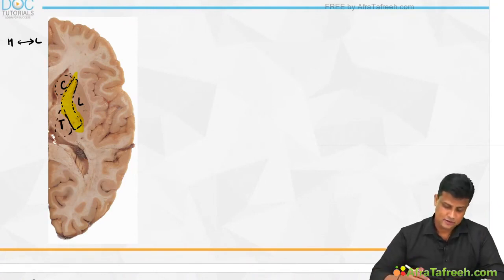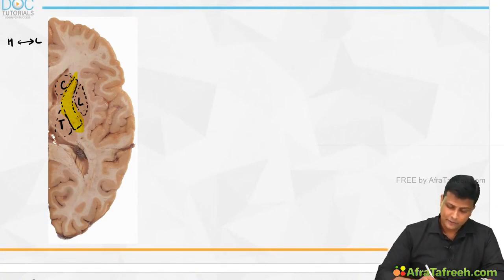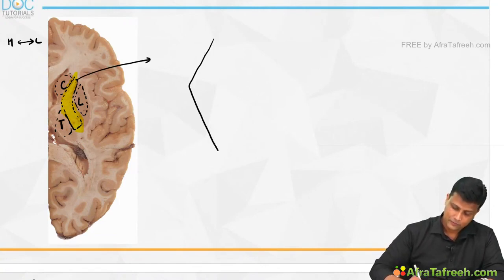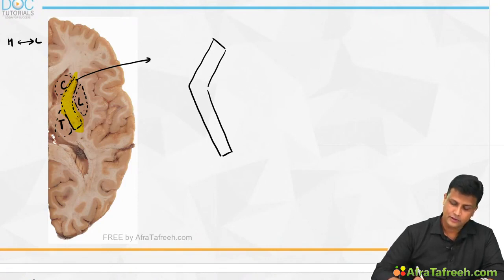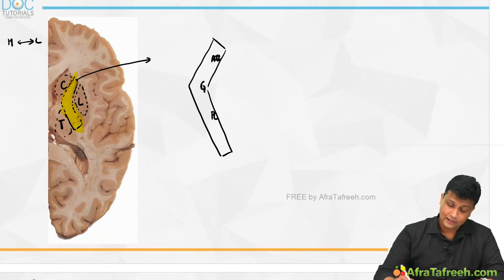And then what do you have on the lateral side? On the lateral side, there will be the lentiform nucleus. Now let me just remove this from here. That is your internal capsule. Now what will be the parts of this internal capsule? Remember, there will be an anterior limb, and then a posterior limb, and the bent in the middle is actually the genu.